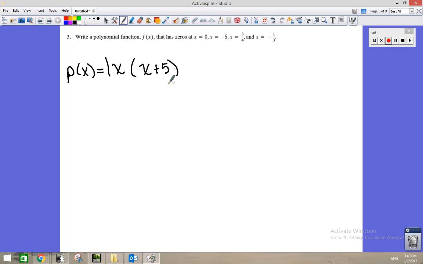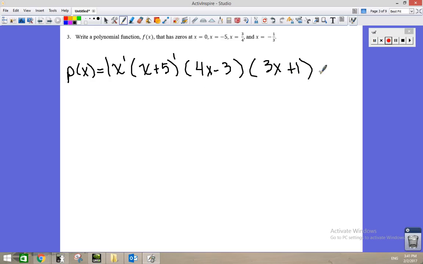And this is how I would do it. I would just have exponents of 1 here. In factored form, if x equals negative 5, in factored form it's x plus 5. And here for 3/4, you want 4x minus 3, because if you set that equal to 0 and solved, you get 3/4. And here, 3x plus 1.